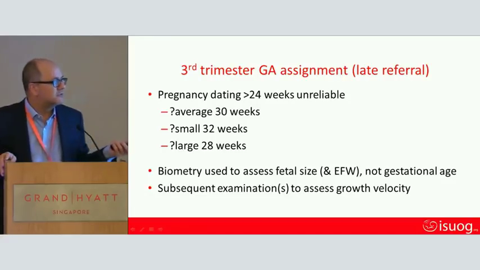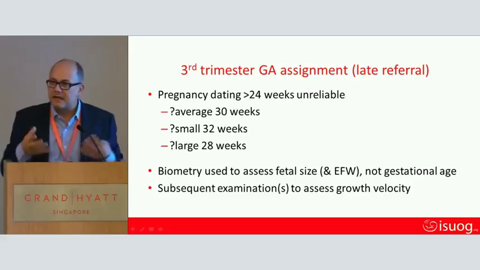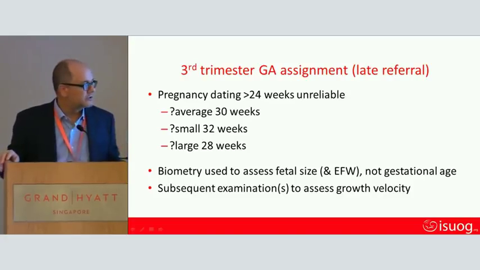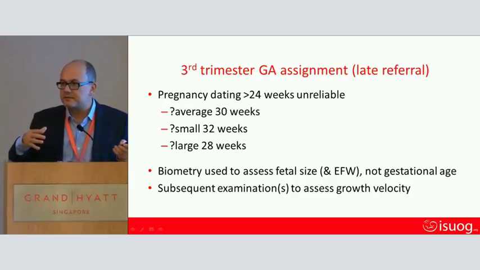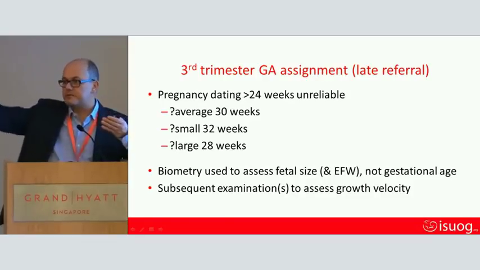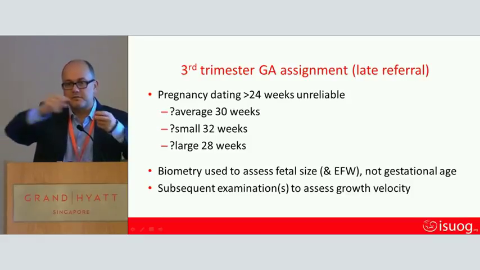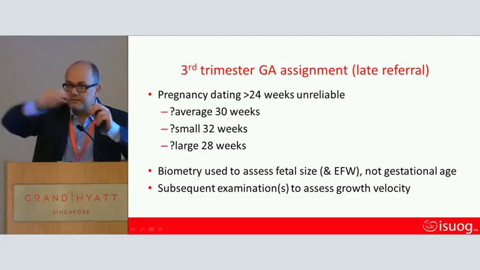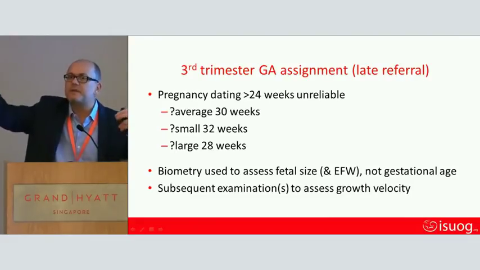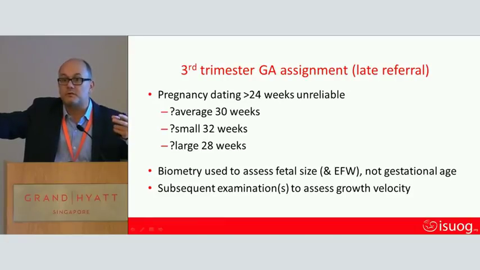Because of that, generally speaking, we should use biometry once a baby is quite large to assess the size and not so much the gestational age, and probably need to do a subsequent examination to remeasure the same baby 3 or 4 weeks later, to see how the growth of the baby has continued. If the baby is growing along the line, then we can be more confident in giving her a gestational age if we have none at all.